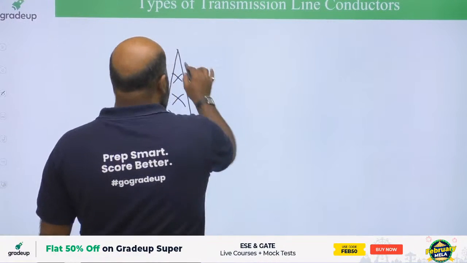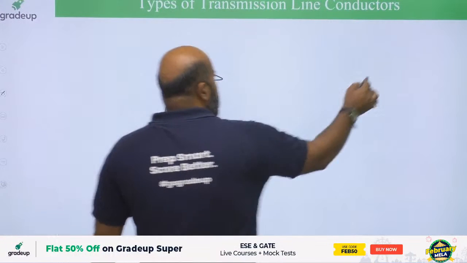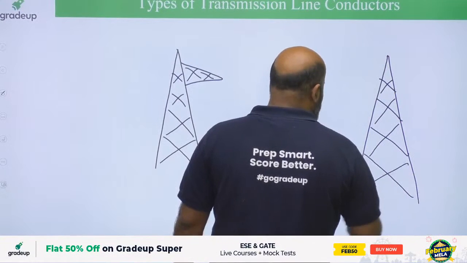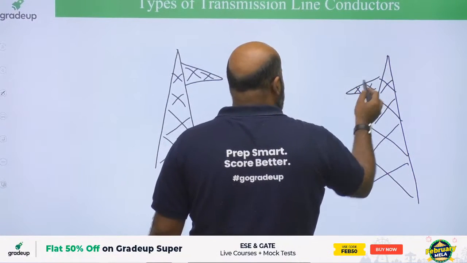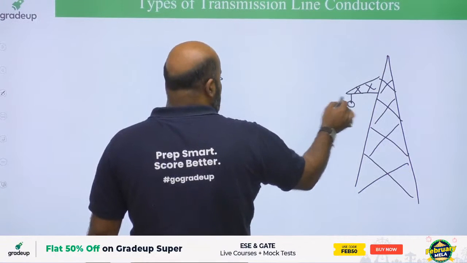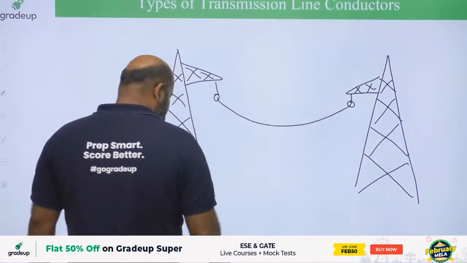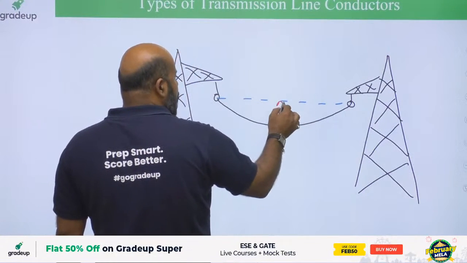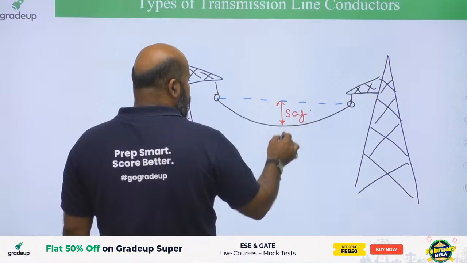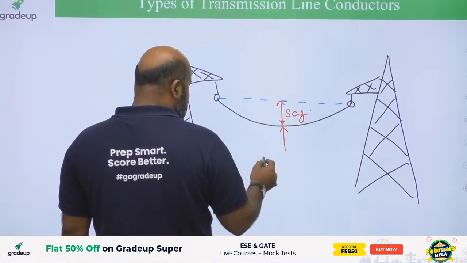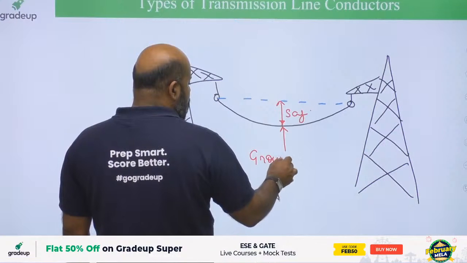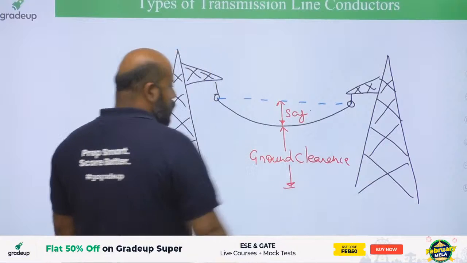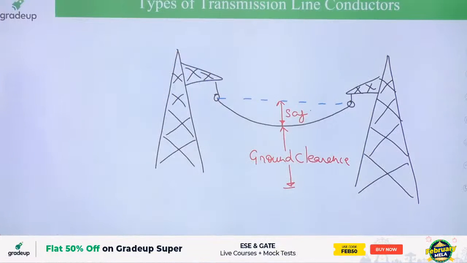Suppose this is your transmission tower. This is another tower. This is your cross arm. And suppose your conductor is like this. So this is going to be your sag. And this is going to be your ground clearance.